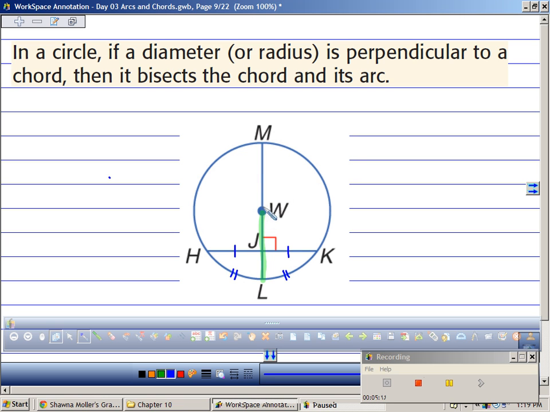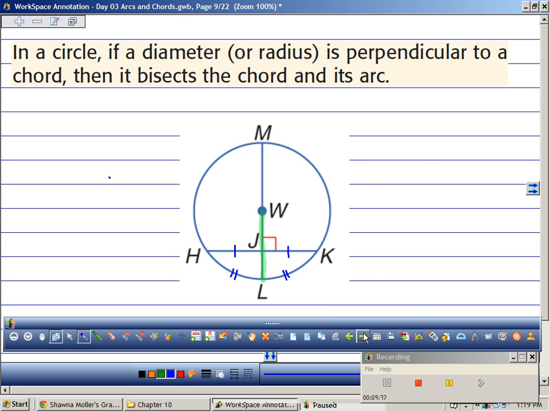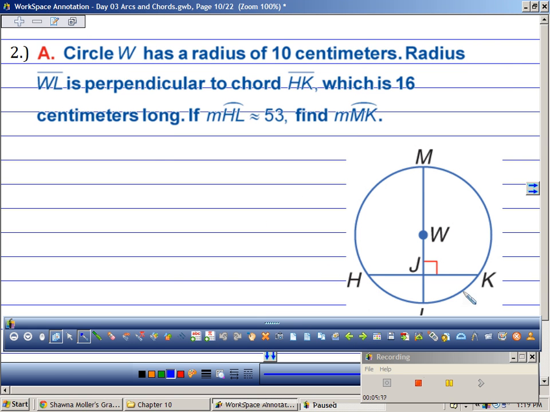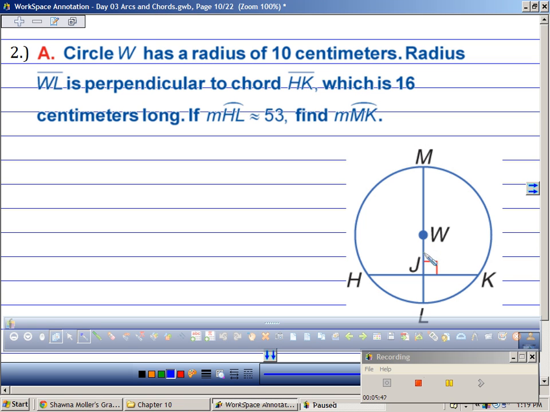A radius would always be coming down. Yes. Exactly. Okay, so let's use this for the next example. Same circle, okay? Circle W has a radius of 10. So I have a radius here of 10. Radius WL is perpendicular to chord HK. So that right away tells me that these are congruent, which is 16 centimeters long. So if this whole thing is 16, then what's one of them?